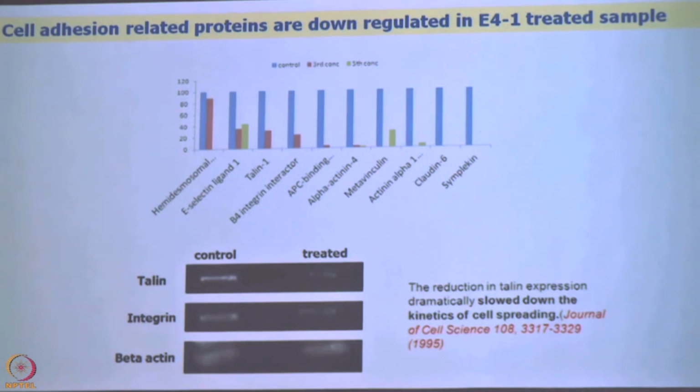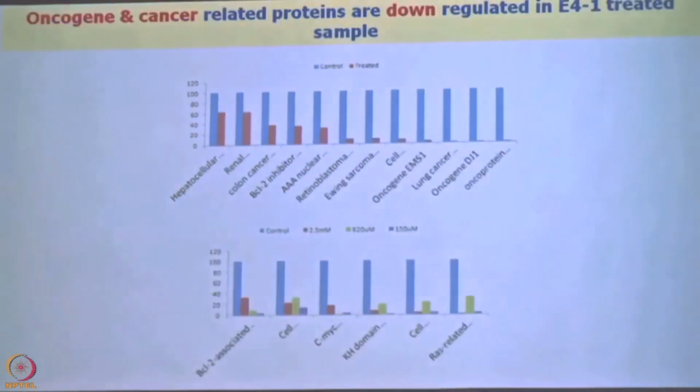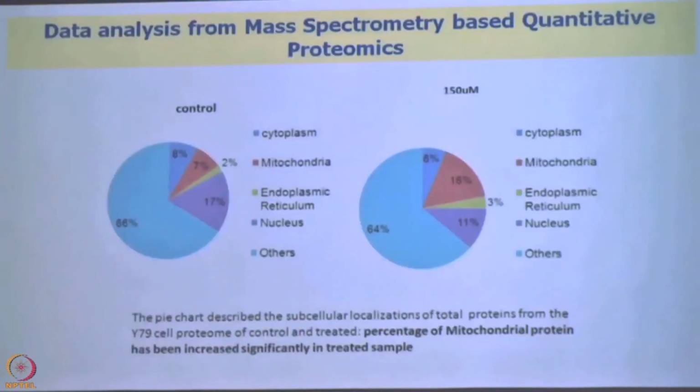No one is going to believe proteomics if you are not doing antibody or some validation, at least the reviewer. We all believe, okay. The reviewer will ask you. Now, we have done the antibody experiment and moved forward. If it is really anti-cancer, all oncogene and cancer related proteins should be down regulated, perfectly hit. So, that means it is anti-cancer.